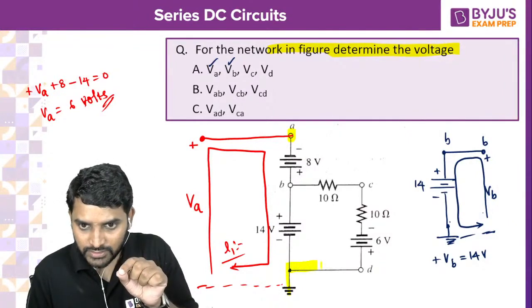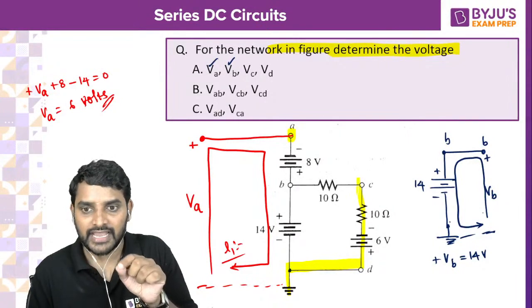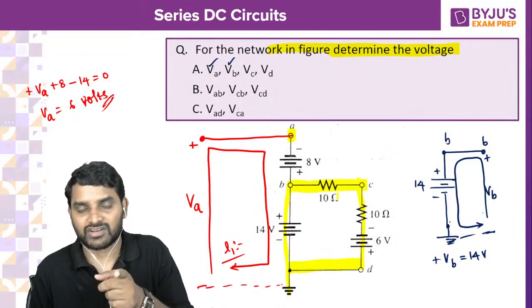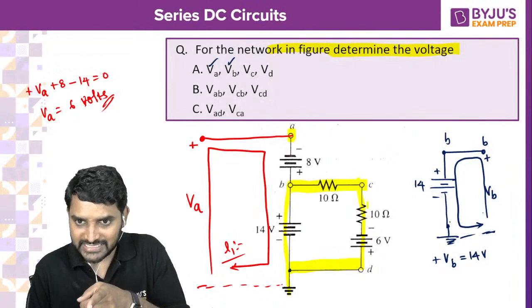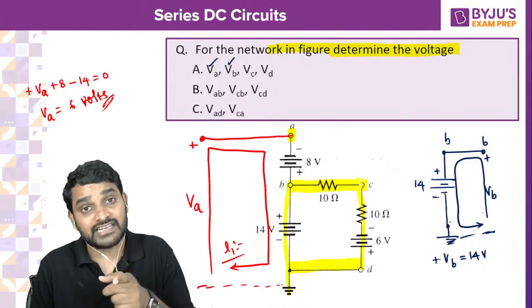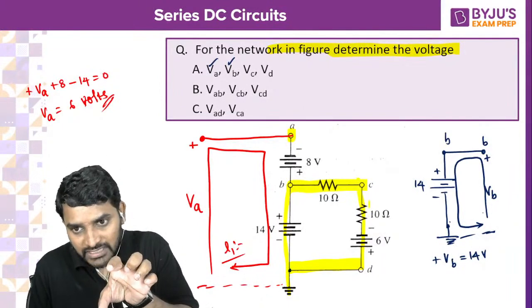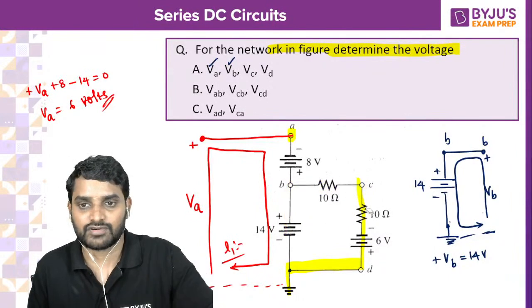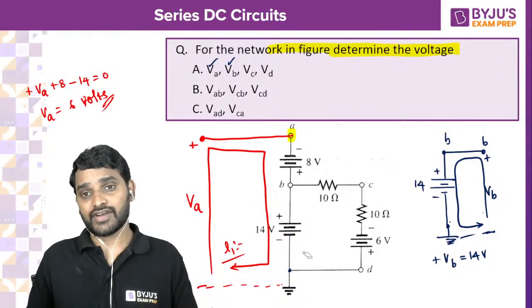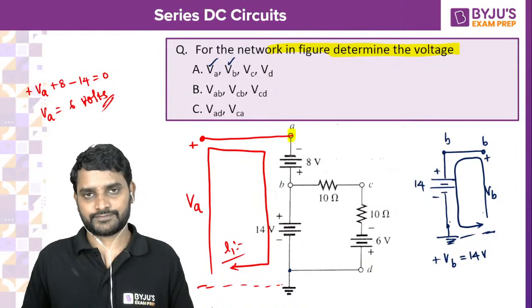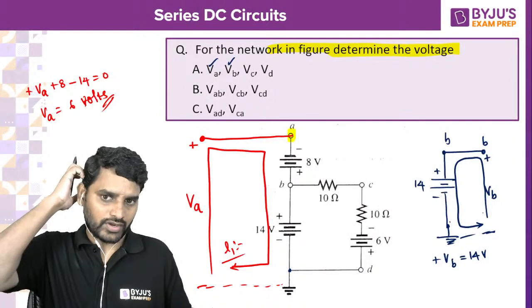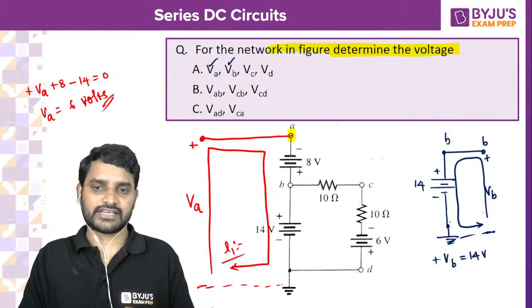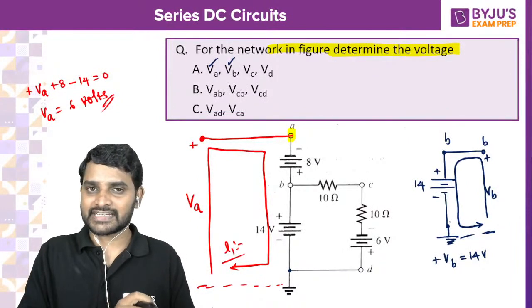From the ground, you have to move like this, either from the ground plus 14 and the voltage drop across 10 ohms, or otherwise minus 6 and the voltage drop across 10 ohms. That will give you VC. So you have to find out the current flowing through this 10 ohm resistance. How do you find out the current flowing through the 10 ohm resistance? You can take up a closed path and you can find out the current. Can't you calculate the current now?